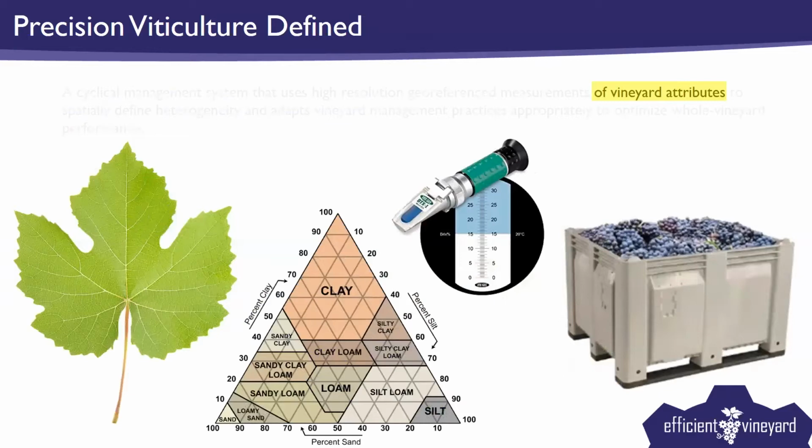You know, it depends on really what you're managing. Maybe you want to know what's going on in the soil, what soil type you're working with. Maybe you want a leaf area measurement. Maybe you want to know about brix or how ripe the fruit is. Maybe you want to know your yield. So all of these vineyard attributes, we're going to want to find a way to measure them at that high resolution that we spoke about earlier.